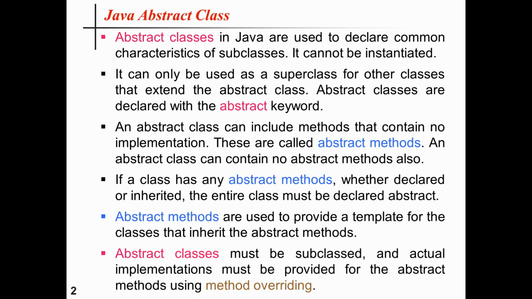Abstract methods are used to provide a template for the classes that inherit the abstract methods. Abstract classes must be subclassed and actual implementation must be provided for the abstract method, because the methods that we write in abstract classes basically do not have any body, they are just declarations, so they should be implemented in the subclass. That is actually using the concept of method overriding.